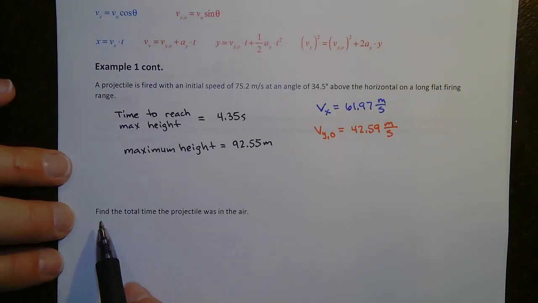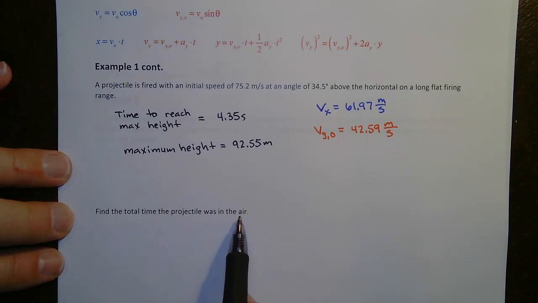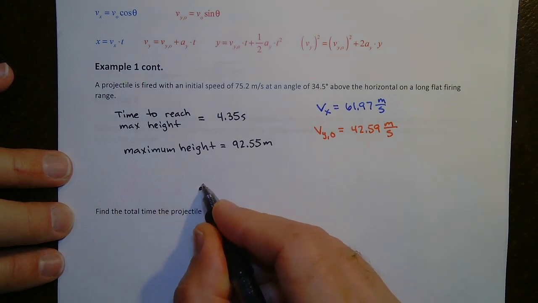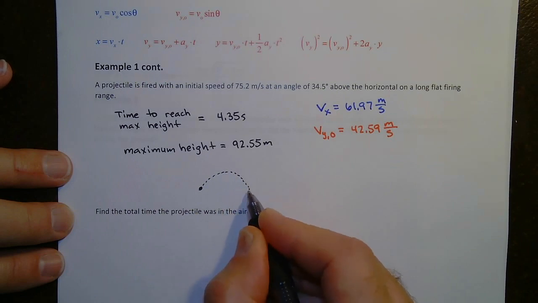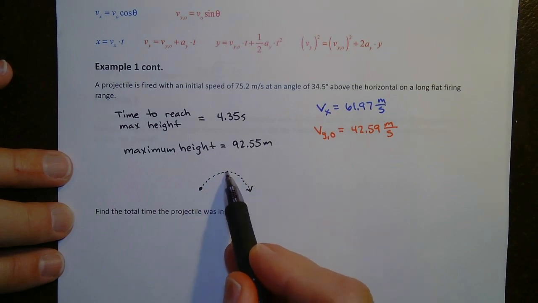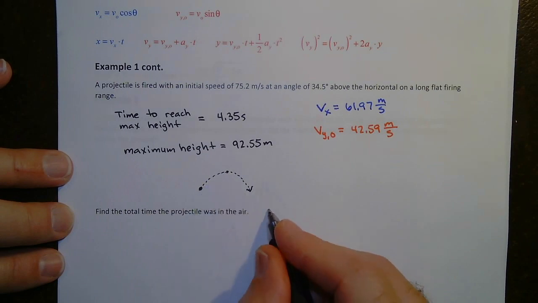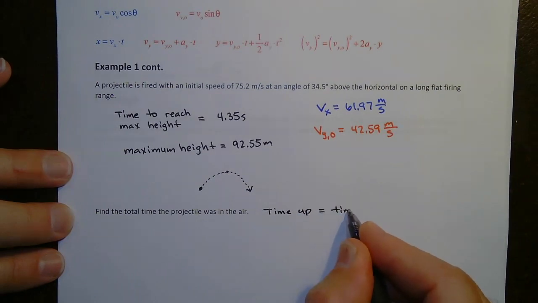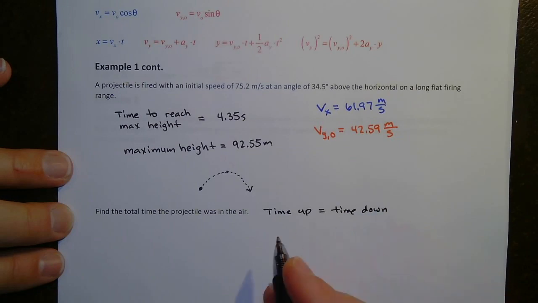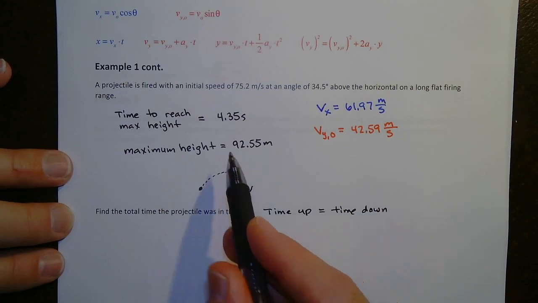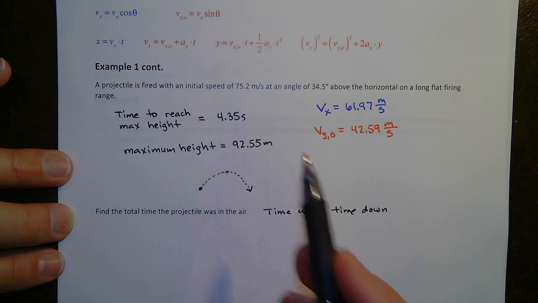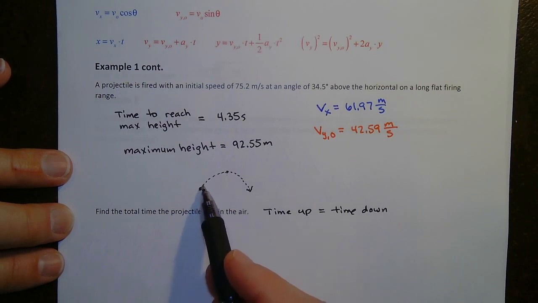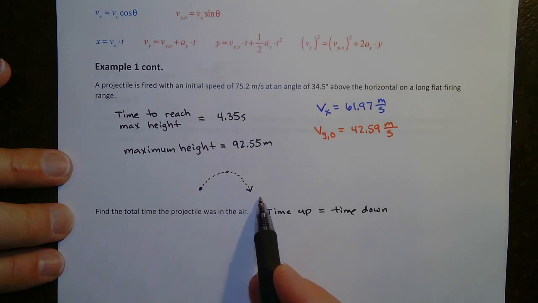All right. So the next part of this is we want to find the total time the projectile was in the air. Okay, so we know, because it's a projectile, it's starting on the ground and going up and then coming back down and landing on the ground, right? And this was the maximum height. Remember, the time going up equals the time coming down. Well, the time going up is the time it took to reach its maximum height. We know that's 4.35 seconds, right? So if time up equals time down, the total time the projectile was in the air, it was 4.35 seconds going up, and it was also 4.35 seconds coming down.